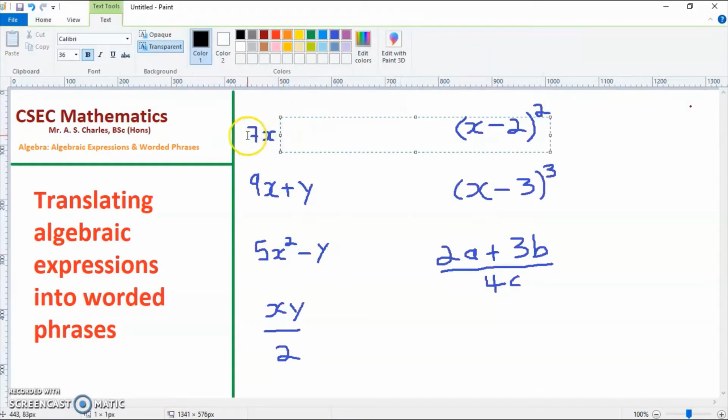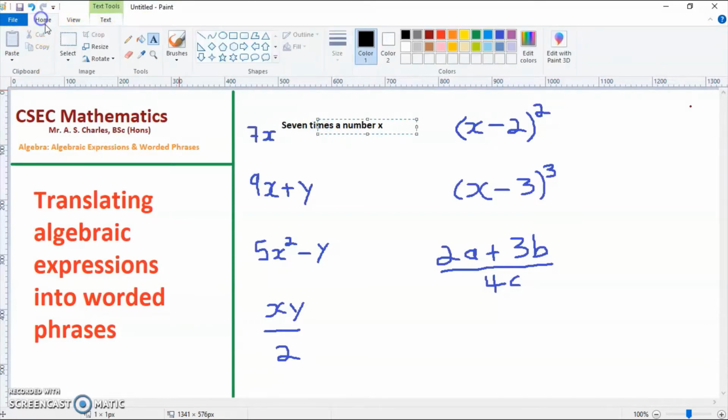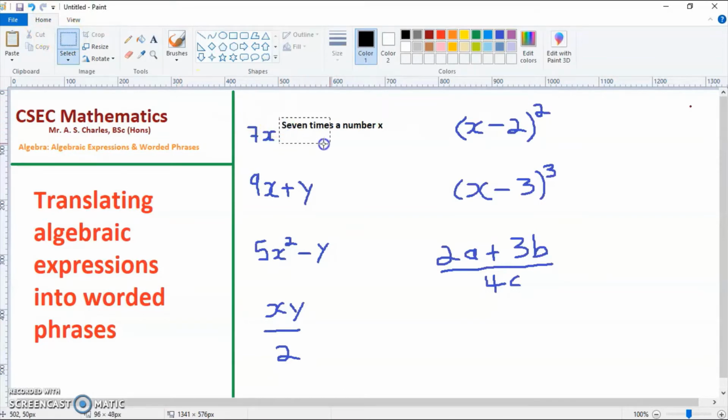We have here 7x, and as a worded phrase, this is written as 7, okay? 7x is the same as 7 multiplied by x. So as a worded phrase, this would be 7 times a number x, and that is the answer there. So this one was quite simple. 7 times the number x.